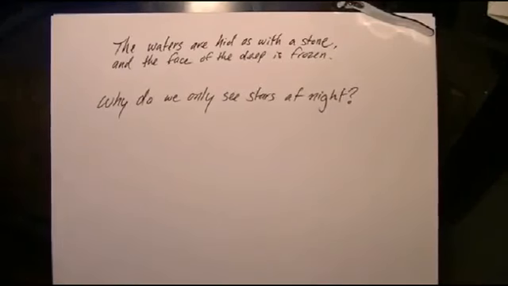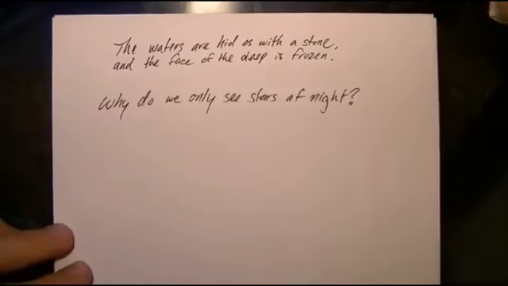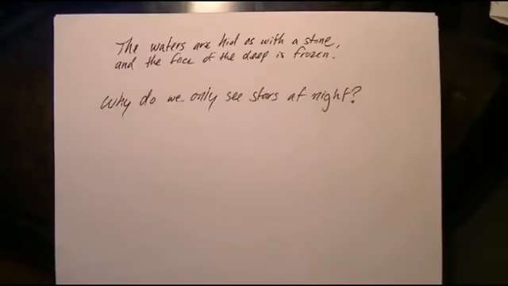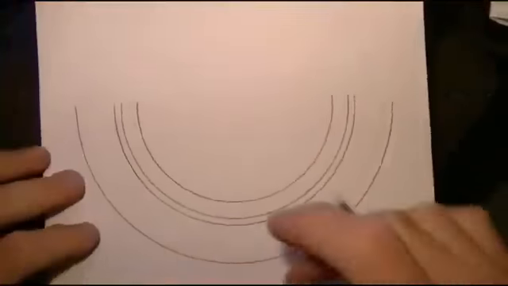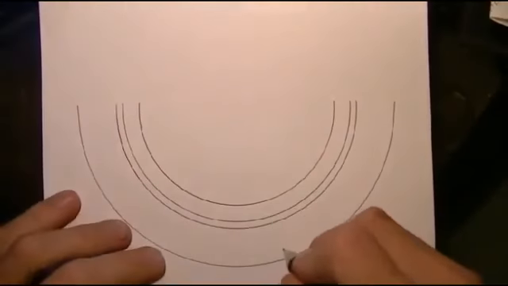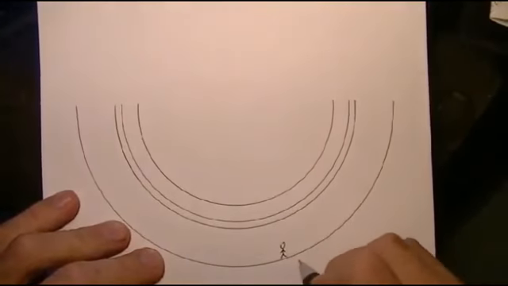I want to talk about why we only see stars in the nighttime and why we cannot see stars in the daytime. And this is another follow-up video to my series on the inverted world in which we live. Just to get you caught up, we are living on the inside surface of the Earth, and the entire universe is contained within the Earth. Earth is just a shell, and it's stationary.